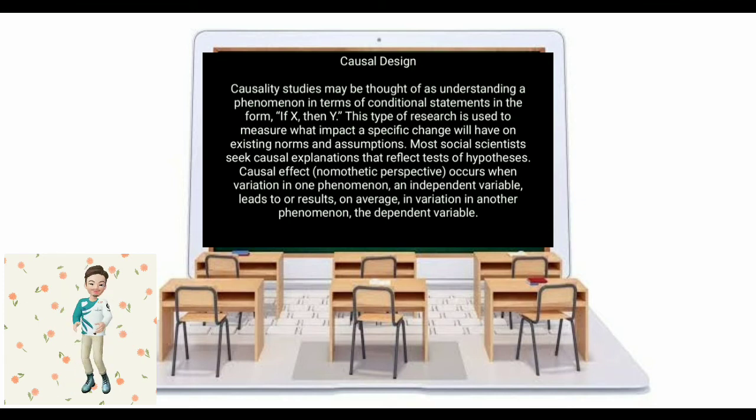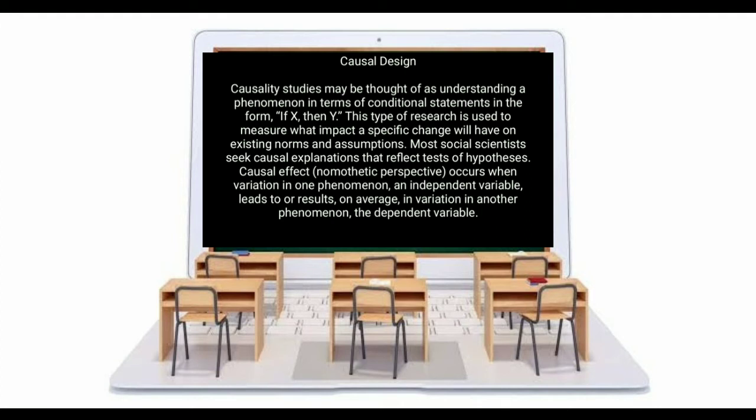Causal design. Causality studies may be thought of as understanding a phenomenon in terms of conditional statements in the form, if X, then Y. This type of research is used to measure what impact a specific change will have on existing norms and assumptions. Most social scientists seek causal explanations that reflect tests of hypotheses. Causal effect, nomothetic perspective, occurs when variation in one phenomenon, an independent variable, leads to or results, on average, in variation in another phenomenon, the dependent variable.